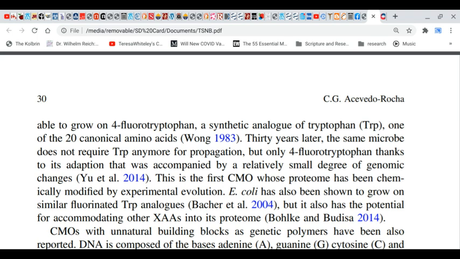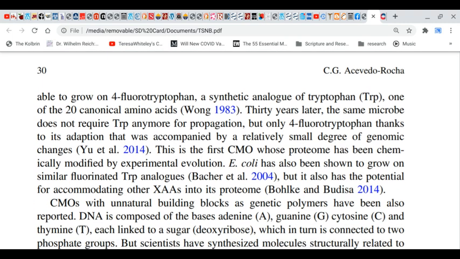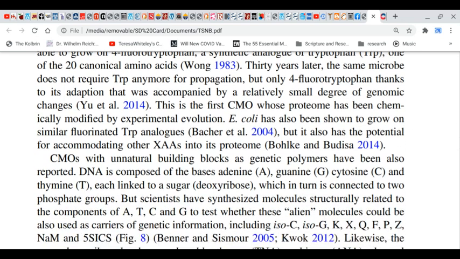This is the first CMO whose proteome has been chemically modified by experimental evolution. E. coli has also been shown to grow on similarly fluorinated TRP analogs, but it also has the potential for accommodating other XAAs into its proteome. CMOs with unnatural building blocks as genetic polymers have also been reported.